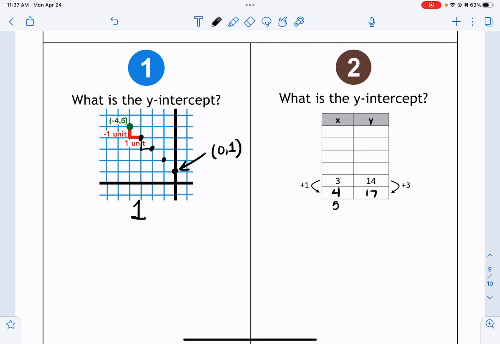We could continue if we wanted to, but what we're interested in is the y-intercept, and the y-intercept has an x value of 0. So we don't really care to keep going past 5, 6, 7, 8. We actually want to backtrack to 0. So we need to work backwards here. And what number when we added 1 to it gives us 3? Well, that was 2. And what number when we added 3 gave us 14? Well, that was 11. We can backtrack one more time for 8. We can backtrack one more time for 5. And so our answer here is, the y-intercept here is 5.